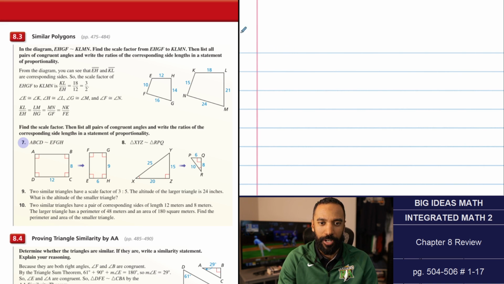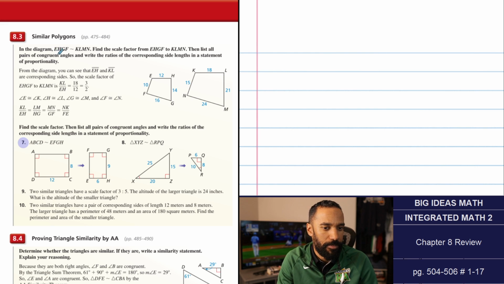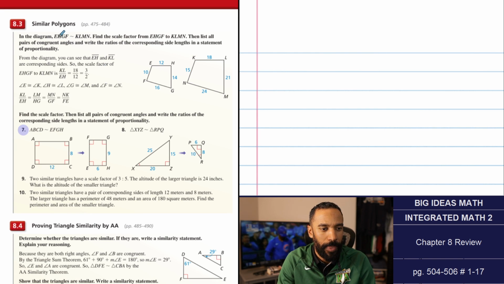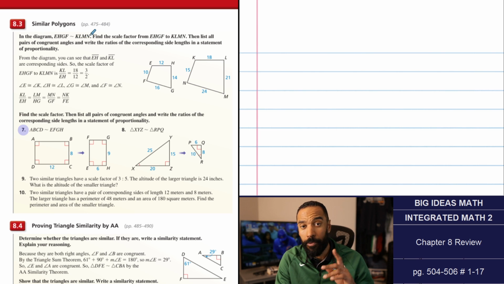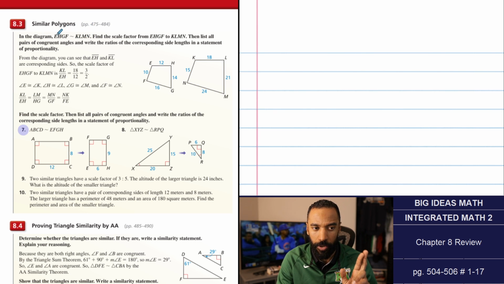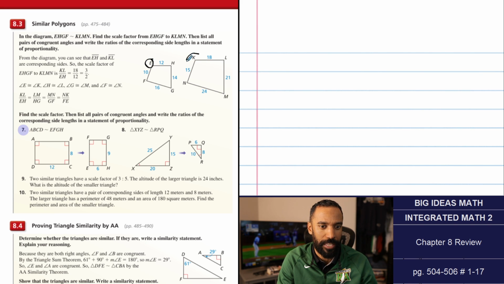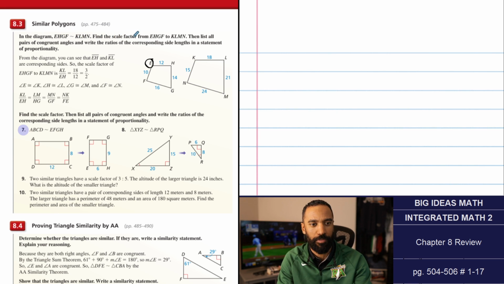8.3 on similar polygons. Before we actually start the problem set, let's look at the example that they give us. In the diagram, EHGF is similar to KLMN. I'm going to restate again that the letter order matters. E corresponds with K, etc. If that wasn't enough, you look at the diagrams. They look oriented the same. You see E and K there, and it keeps going forward.